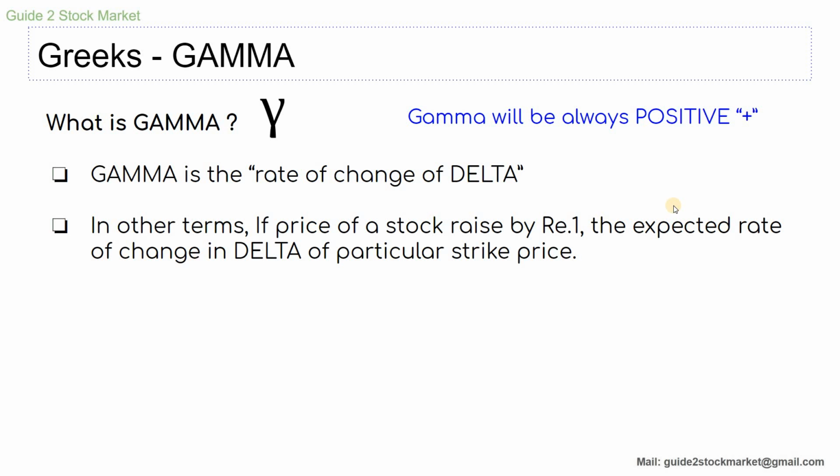Another thing is that gamma will always be a positive value. If you see delta, we have seen it is positive and negative. For calls it will be 0 to +1, for puts it will be 0 to -1, so it varies between -1 and 1. Here, gamma will always be a positive value. Let's go for a small calculation of how to do this.